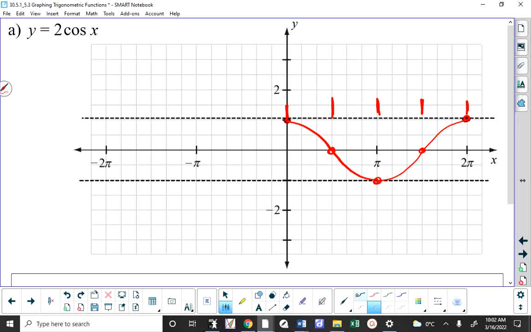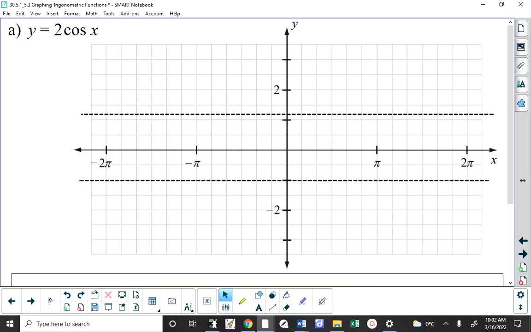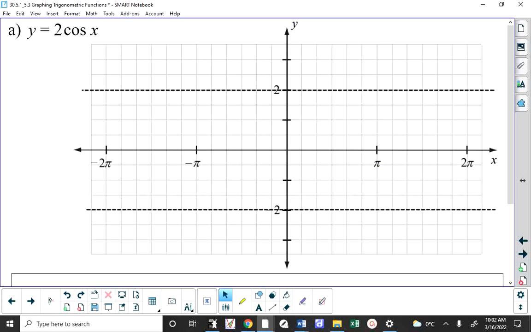What does the 2 in front of a function do? It stretches things vertically. So this isn't the graph we want. The graph we want is going to be stretched vertically by a factor of 2. That's all. That start point that was at 1 is going to be twice as great in terms of a distance away from the x-axis. It's going to start here going down, and it's going to arrive back at 2 pi over here.